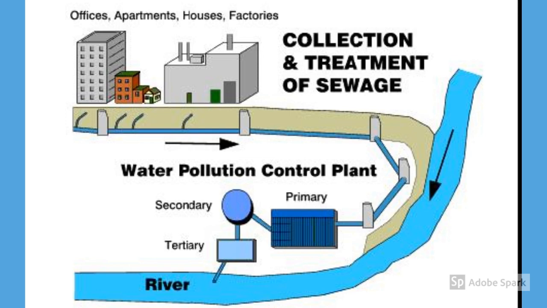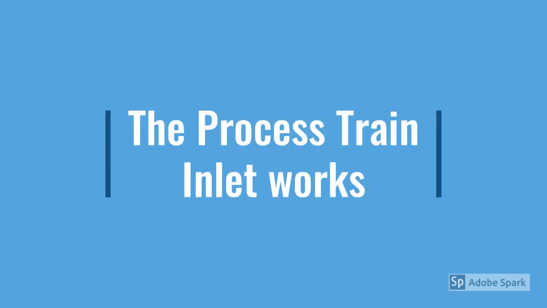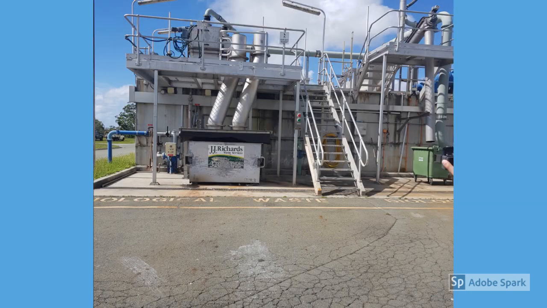This video will reflect on a recent trip to one of Brisbane's wastewater treatment plants in the Redlands and outline the process stream that leads to treated wastewater being released to the environment. The first step in the process train of wastewater treatment is the inlet works. The inlet works is, as the name suggests, the inlet that feeds the treatment plant.